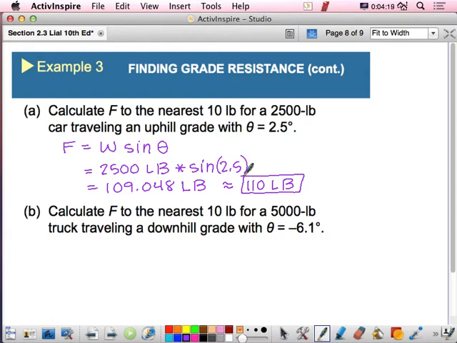But anyway, okay, let's now calculate the force to the nearest 10 pounds for a 5,000 pound truck traveling a downhill grade of negative 6.1 degrees.